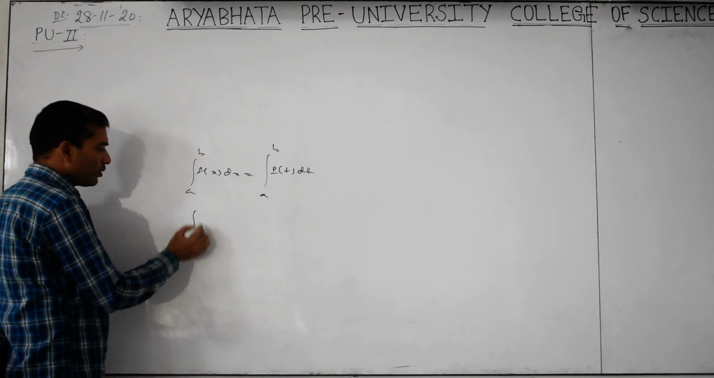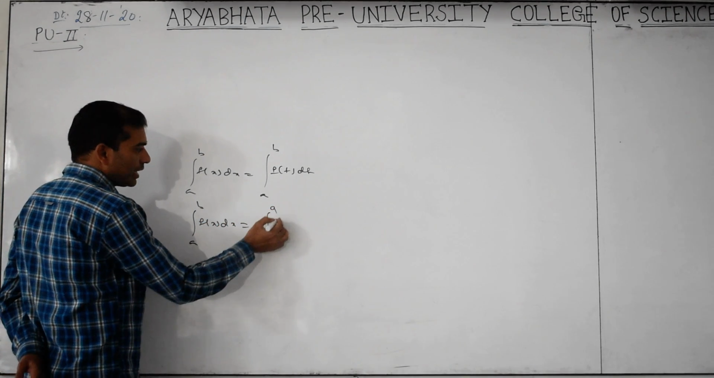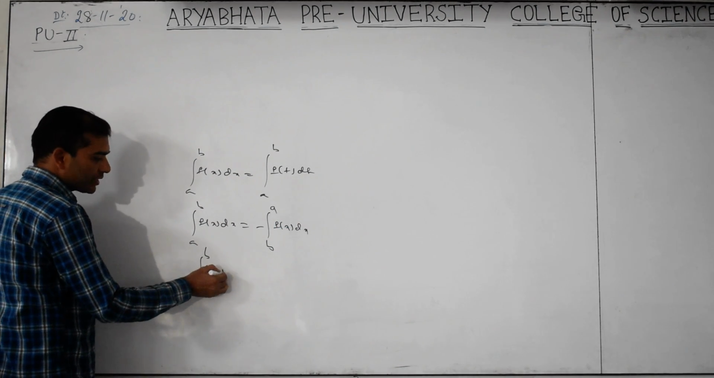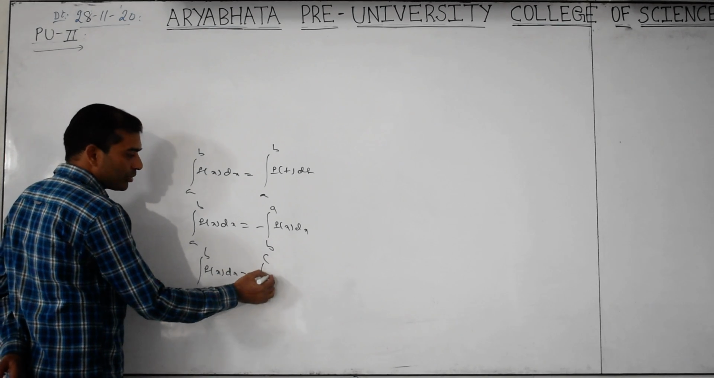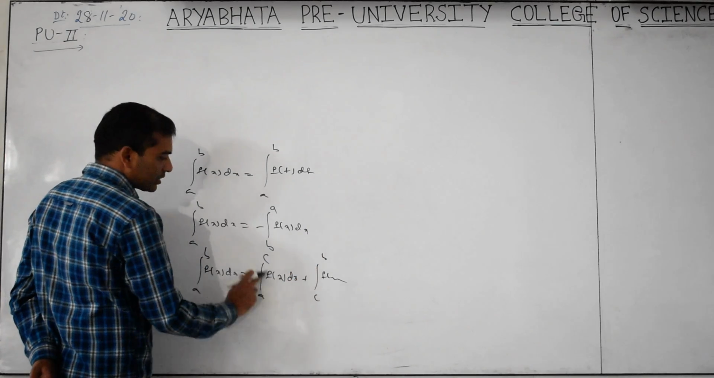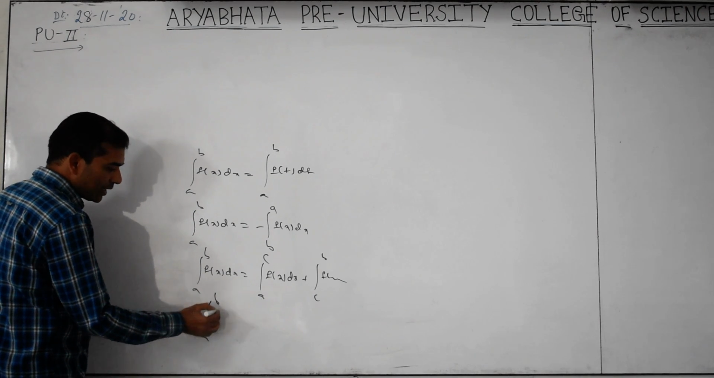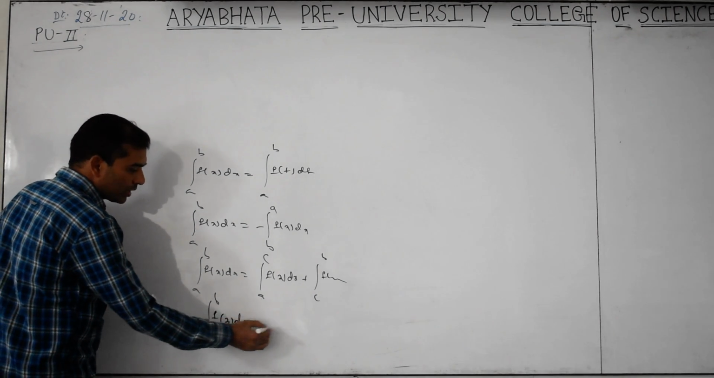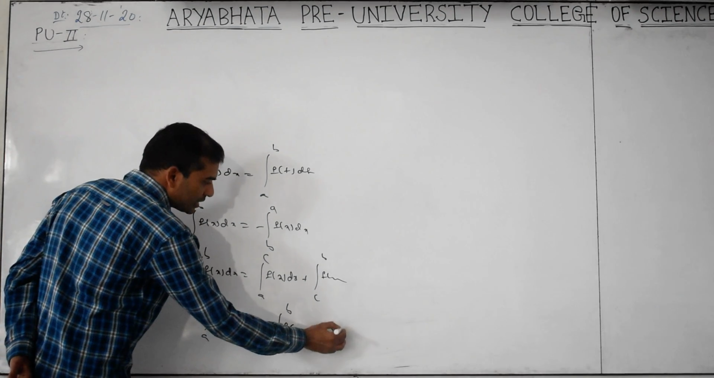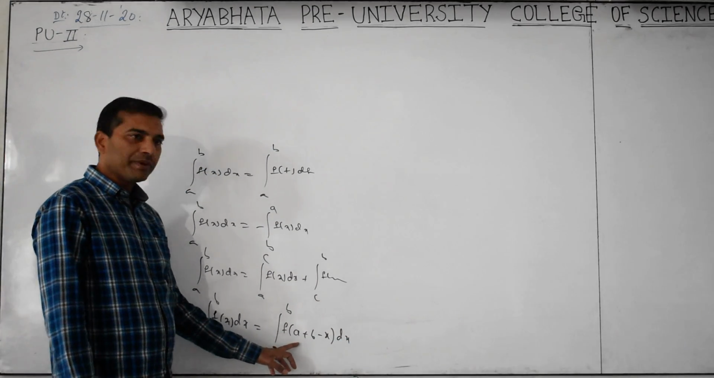Next, integration of a to b f of x dx equals minus integration of b to a f of x dx. Integration of a to b f of x dx equals integration of a to c f of x dx plus integration of c to b f of x dx, where c belongs to the interval a comma b. Next, integration of a to b f of x dx equals integration of a to b f of a plus b minus x dx. That means x is replaced by the sum of the limits minus x.